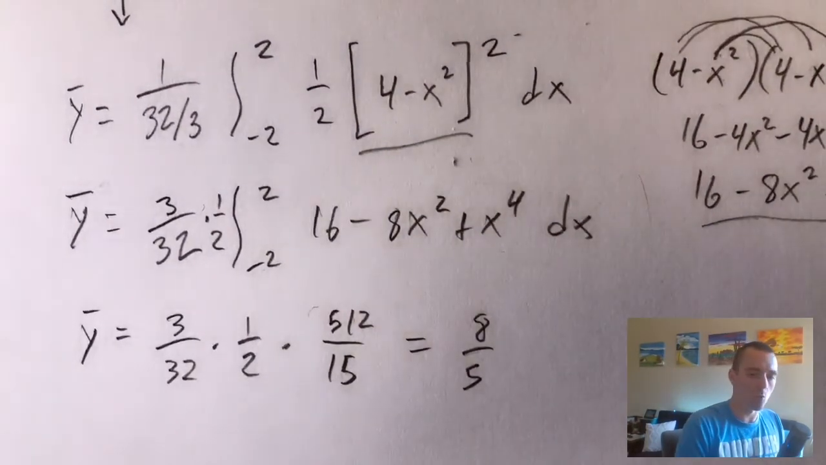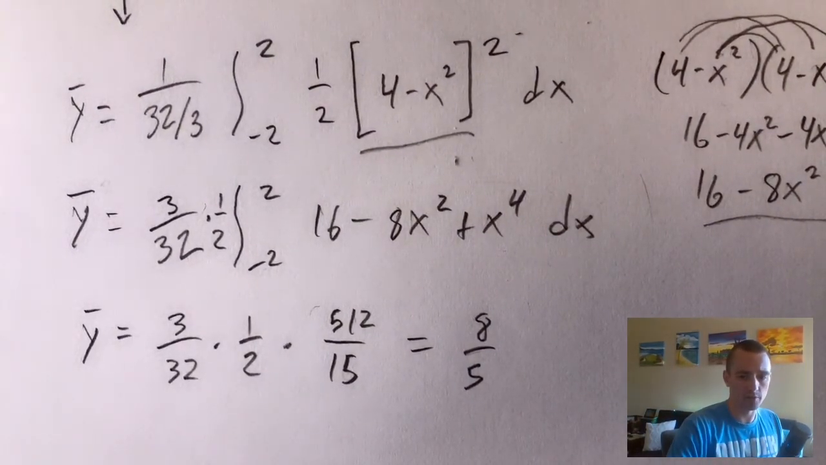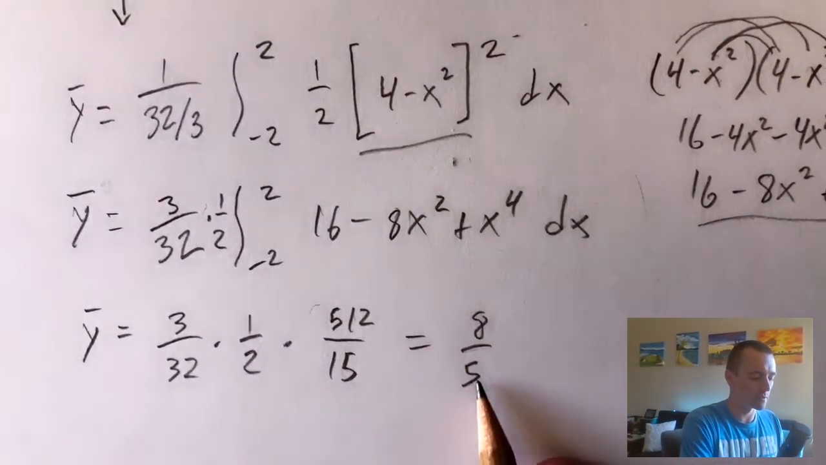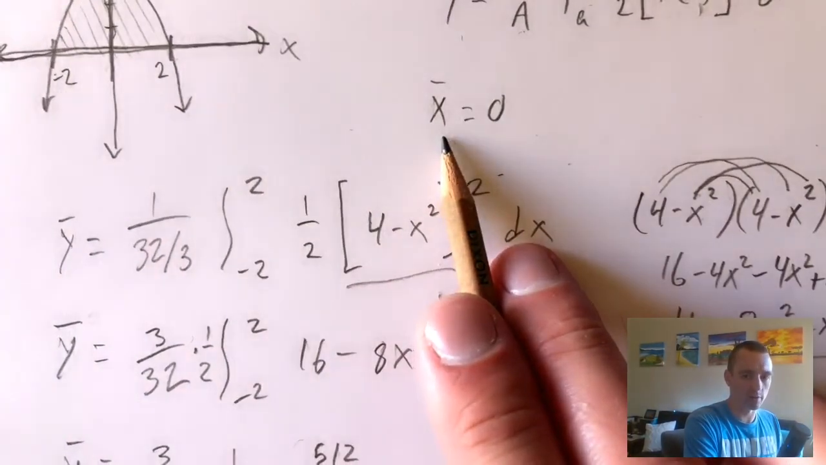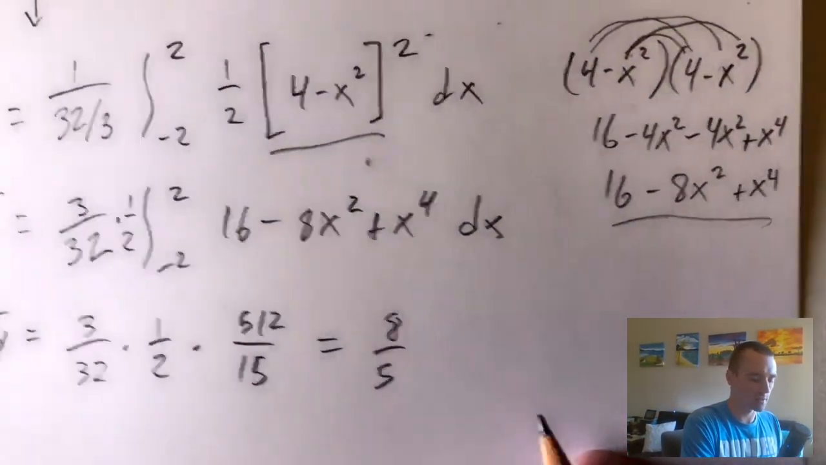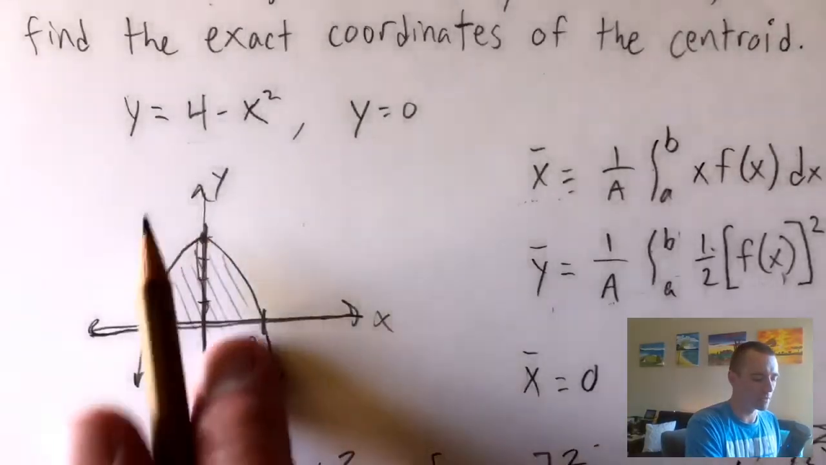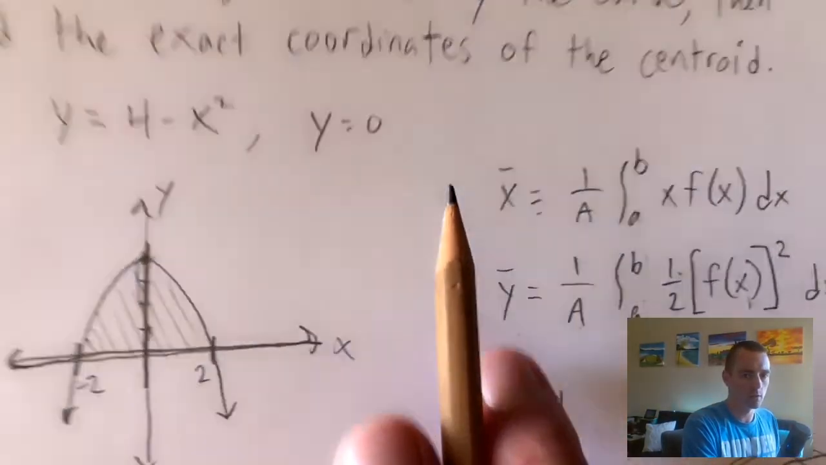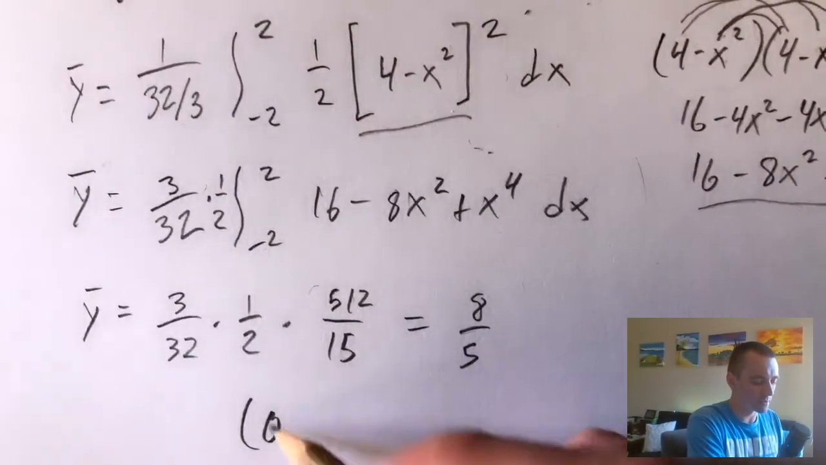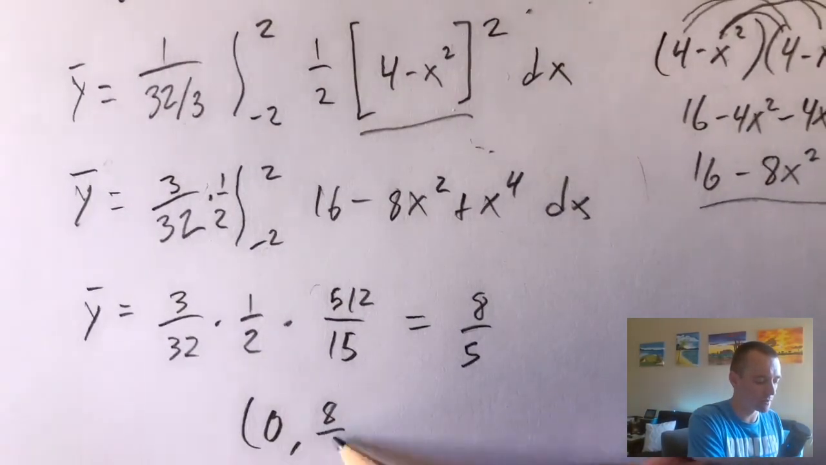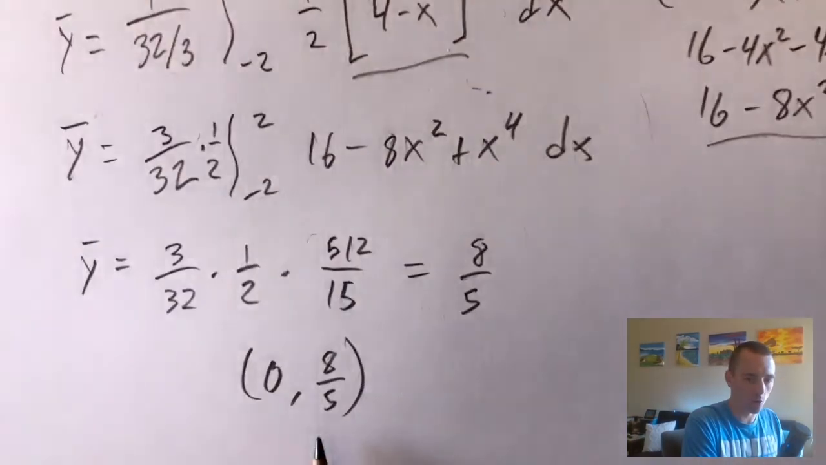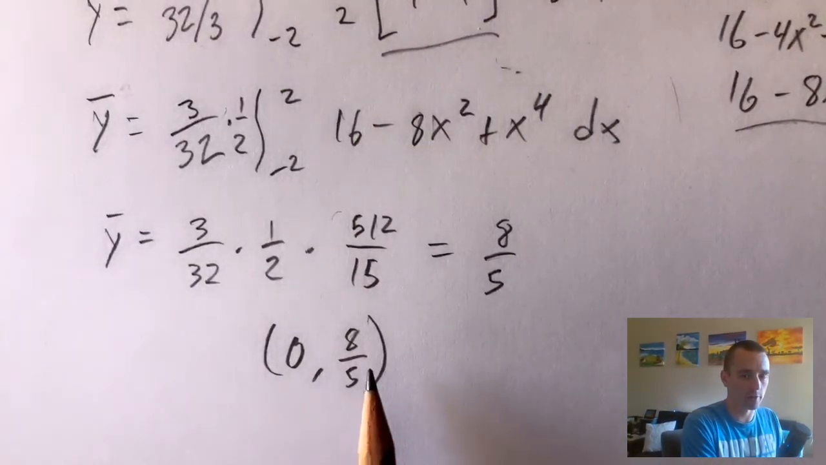So that tells us that the y-coordinate of our centroid of this region is 8/5. And we already figured out that the x-coordinate of our centroid was 0. So that tells us that the centroid of this region between these two functions is going to be x equals 0, y equals 8/5. So it would be at the point 0, 8/5.